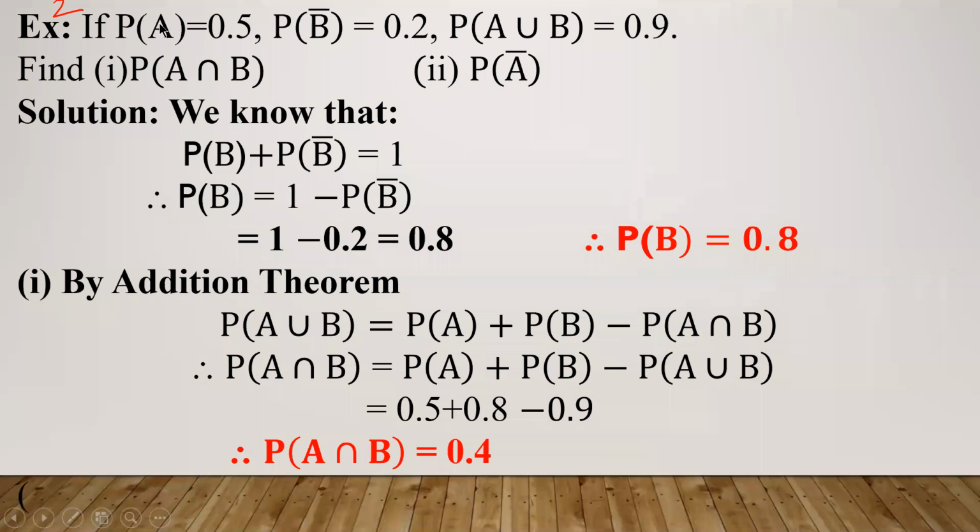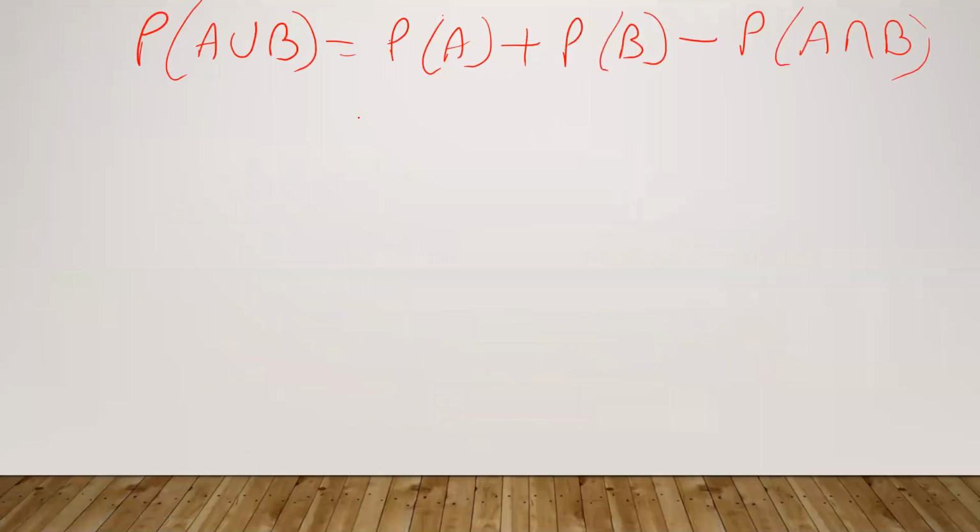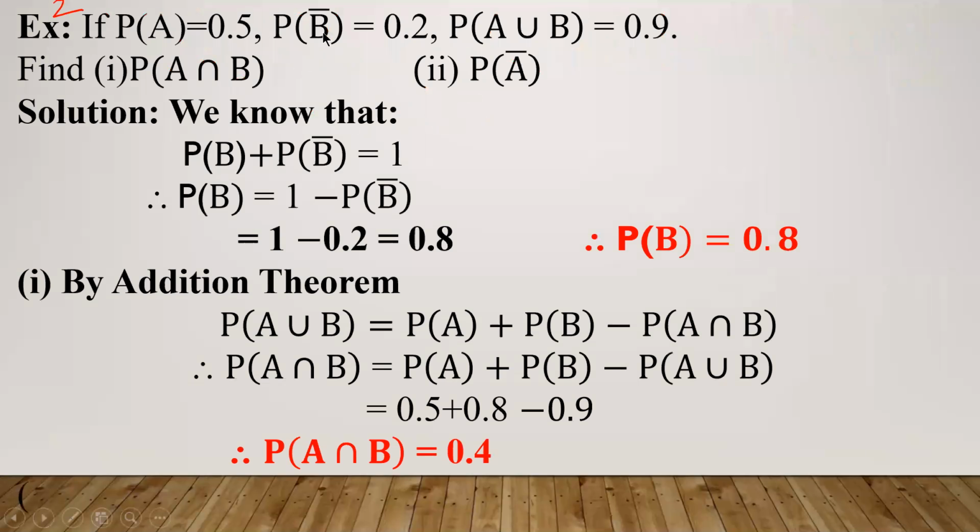So what are the things given to you? Probability of A is given to you as 0.5. Am I given probability of B? No, B bar is given to me. So I can calculate probability of B. How? Look, we know that probability of B plus probability of B bar is 1. Out of these two, I am given B bar, the complement, as 0.2.